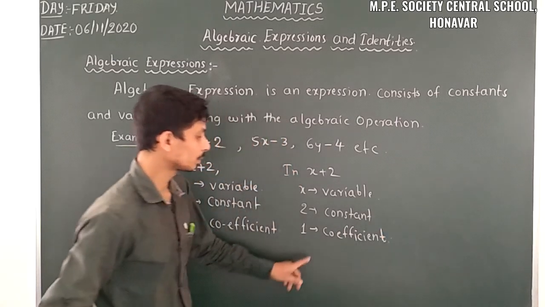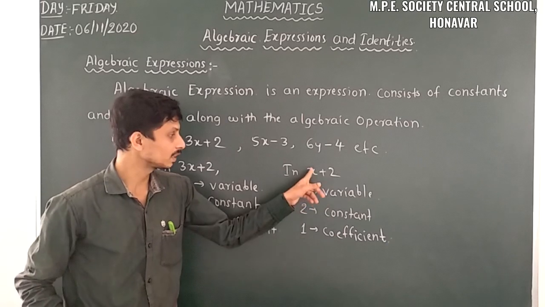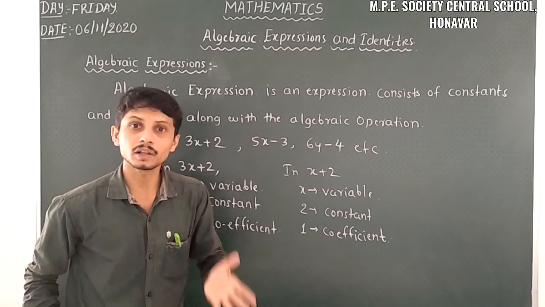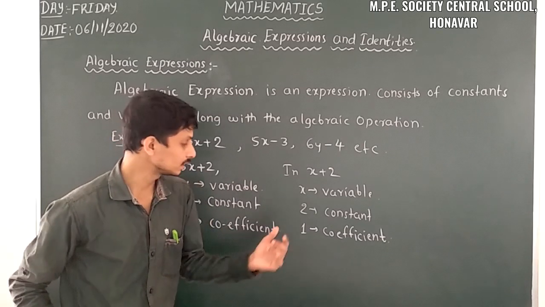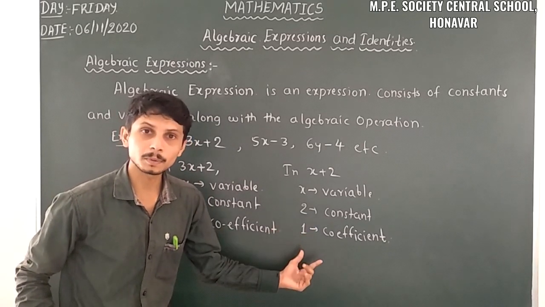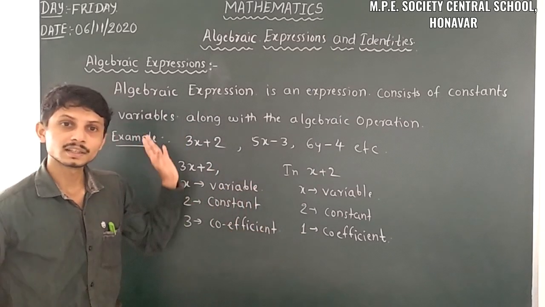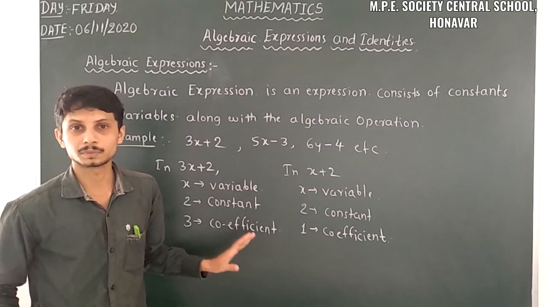So you have to remember these things. If there is no mention of any coefficient, although we have a variable, then the coefficient is 1. Okay, so here it is about algebraic expressions.